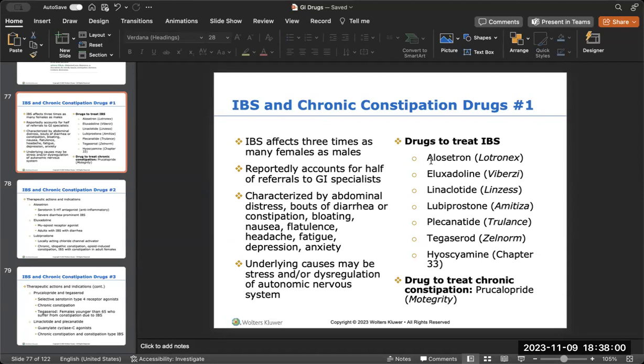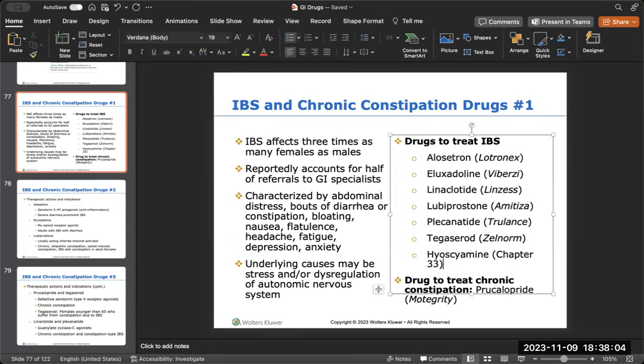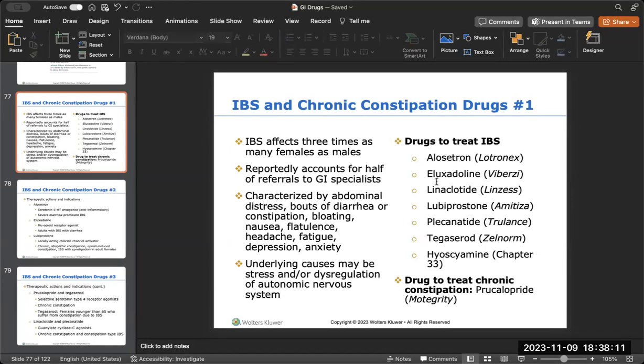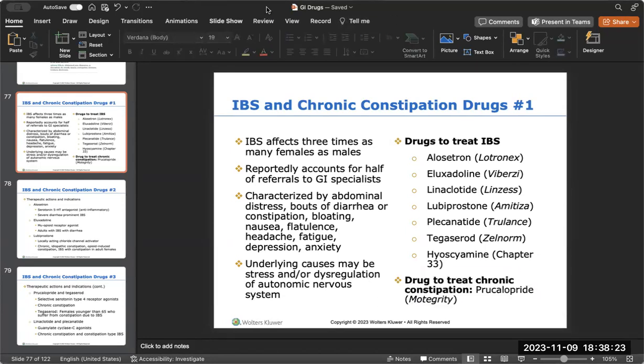Okay, so drugs to treat IBS are all of these. I would recognize them. They sadly don't have any common endings like the other GI drugs that we spoke about before, but I would recognize them because they might easily ask you which of the following drugs can treat IBS. And I would know that prucalopride is the drug of choice to treat chronic constipation.